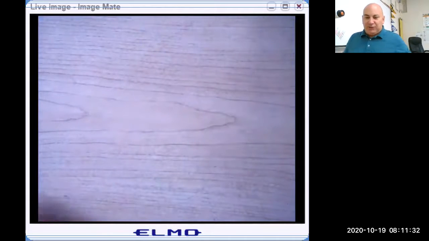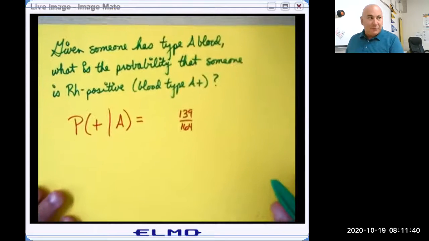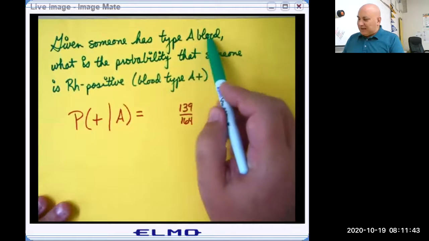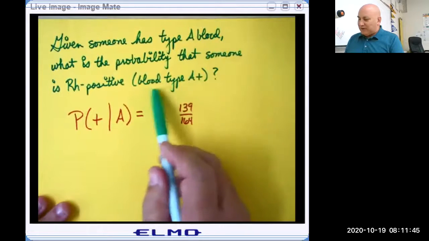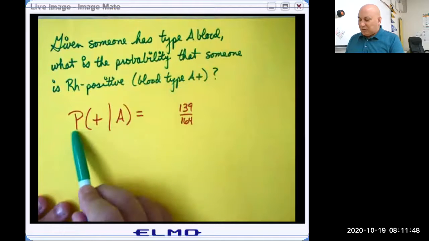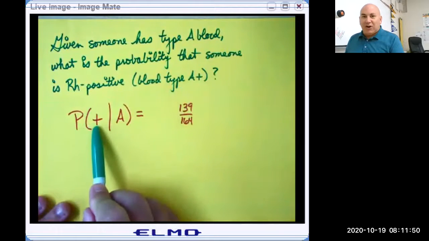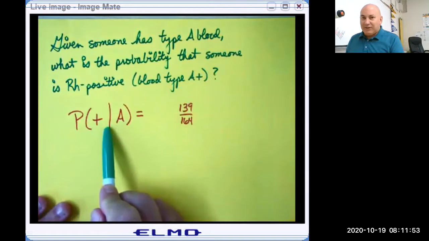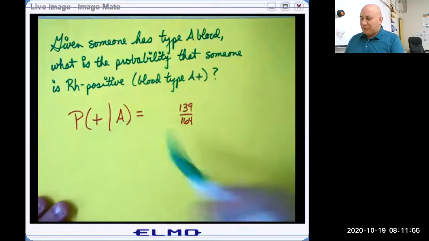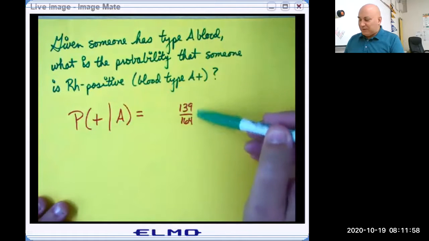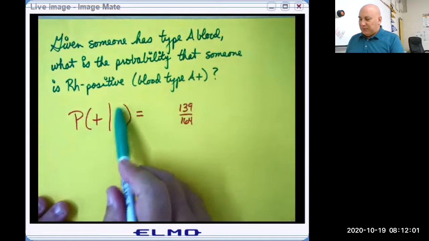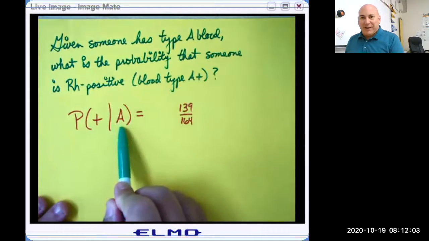Now, you should be able to look at the table and not just see where these numbers come from, but understand where these numbers come from. Given that somebody has type A, what is the probability that they have A positive? In other words, what is the probability that somebody is Rh positive given that they're type A? Go back to the table and confirm this. First thing you want to do is limit yourself to looking only at the type A blood type, folks, because that's what's given.